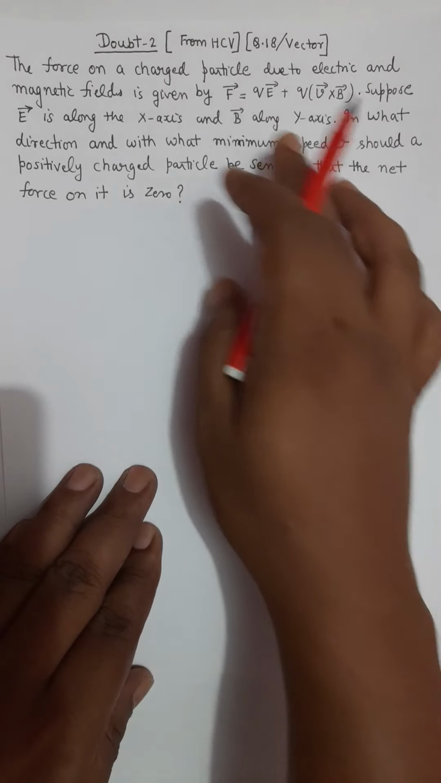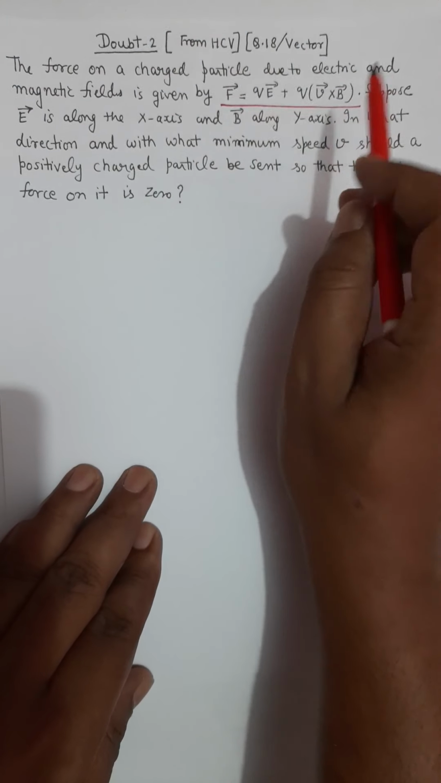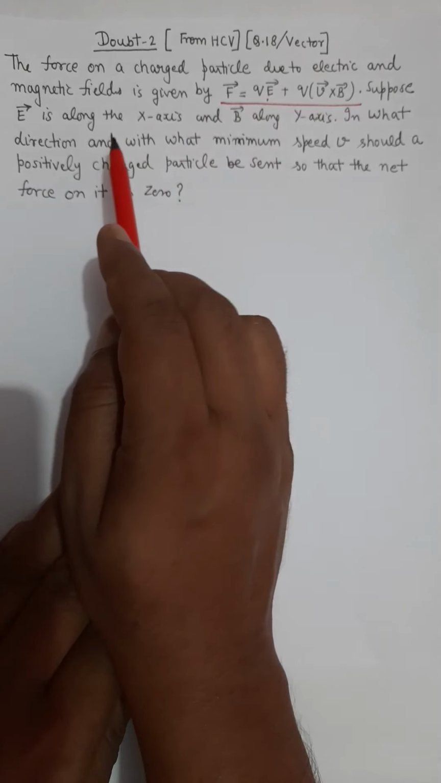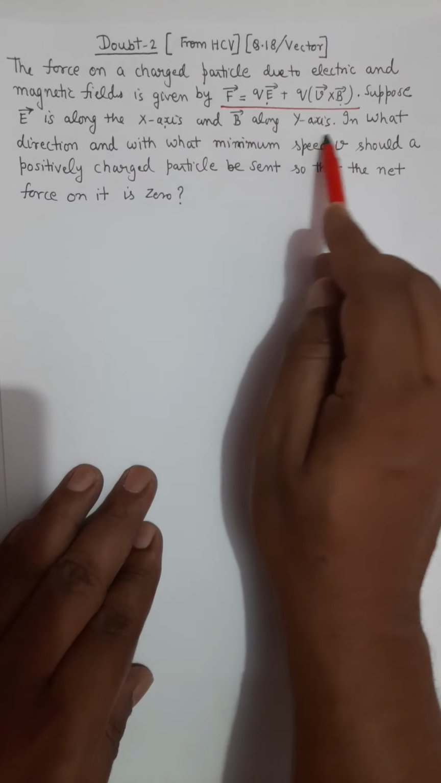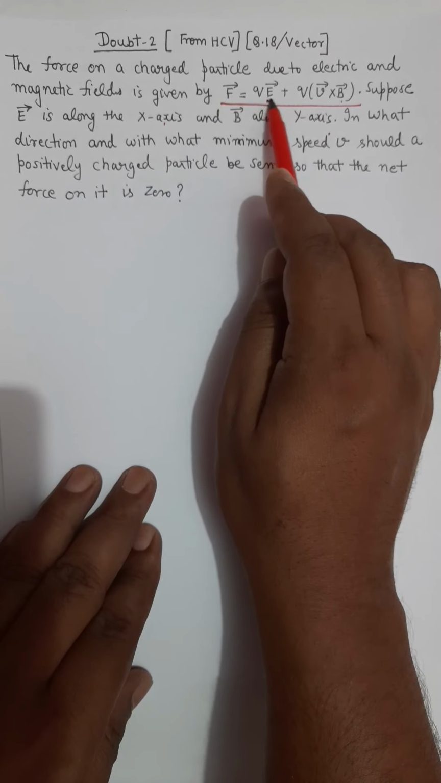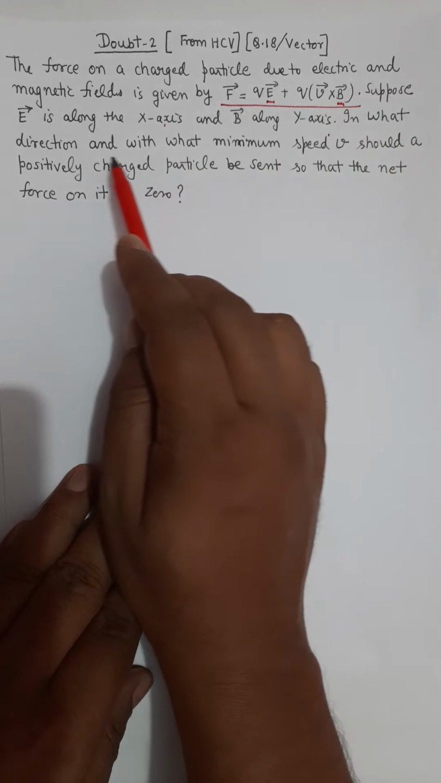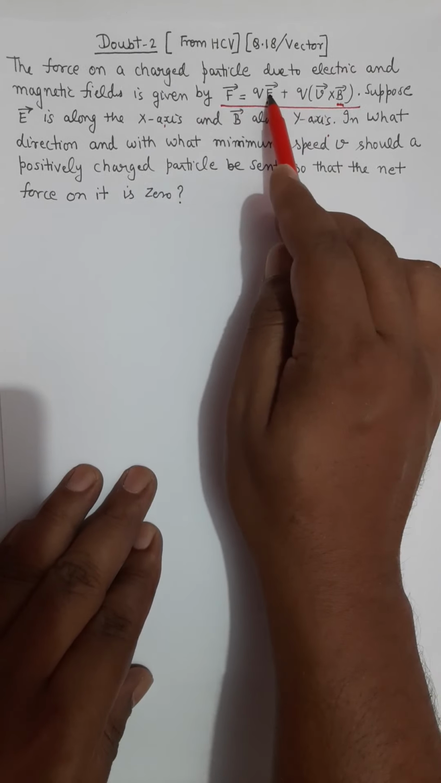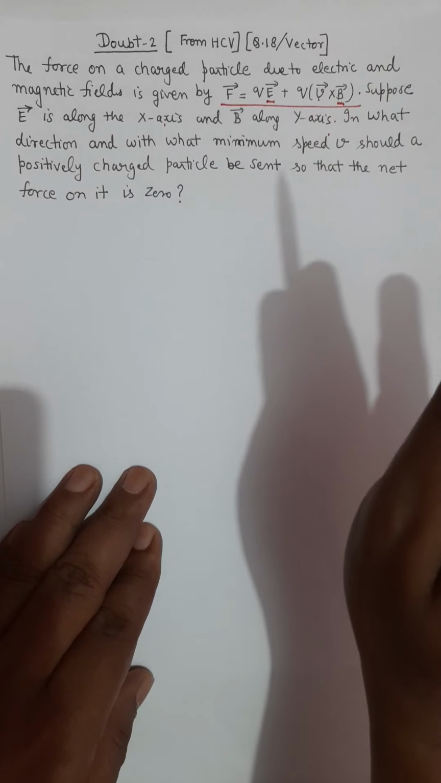So they have given an expression for this force F. They have given the direction of this E vector along the x-axis. They have given the direction of B along the y-axis. So direction of E vector is given, direction of B vector is given, and now the direction of V vector is required. Direction of E, direction of B is given, direction of V is required in this question.